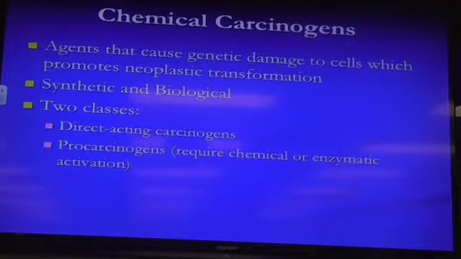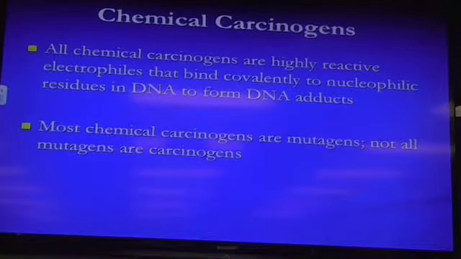Okay. So chemical carcinogens are agents that cause genetic damage to cells, which promotes neoplastic transformation. You can have synthetic or biological carcinogens. And you have direct-acting carcinogens and pro-carcinogens, which require activation. All chemical carcinogens are highly reactive electrophiles that bind to nucleophilic residues in DNA to form DNA adducts. So you have the chemical that binds to the DNA, and that's called an adduct.